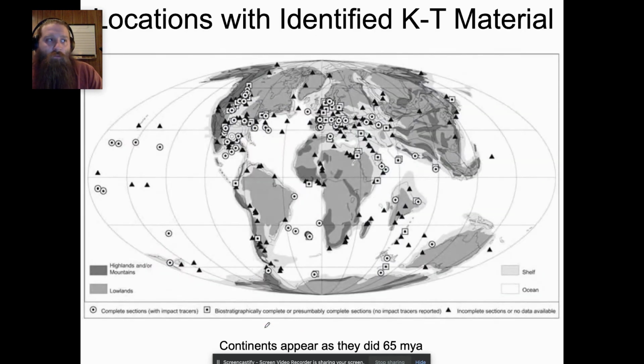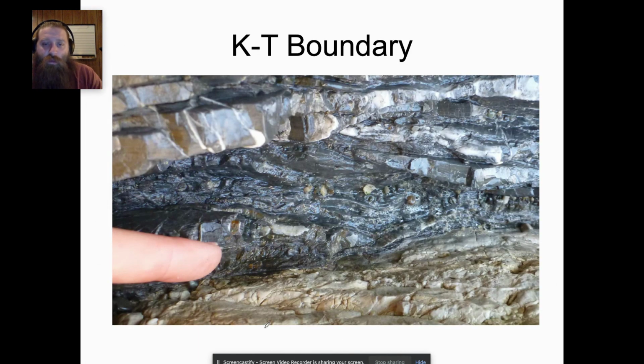Well, when we look around the world, we check for what's called the K-T boundary. We found 101 different sites around the planet that all have all of those things. So they have glass spherules, they have the shocked quartz, and they have a layer of iridium, which is laying on top of a layer of clay.